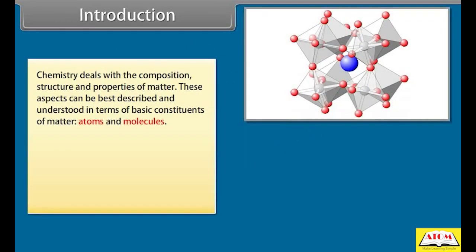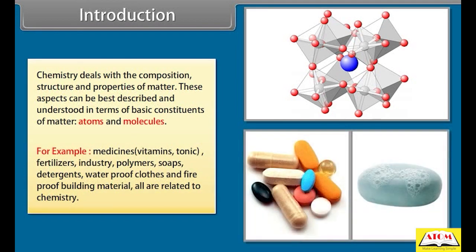Chemistry deals with the composition, structure, and properties of matter. These aspects can be best described and understood in terms of basic constituents of matter: atoms and molecules. For example, medicines, vitamins, tonics, fertilizers, polymers, soaps, detergents, waterproof clothes, and fireproof building material are all related to chemistry.